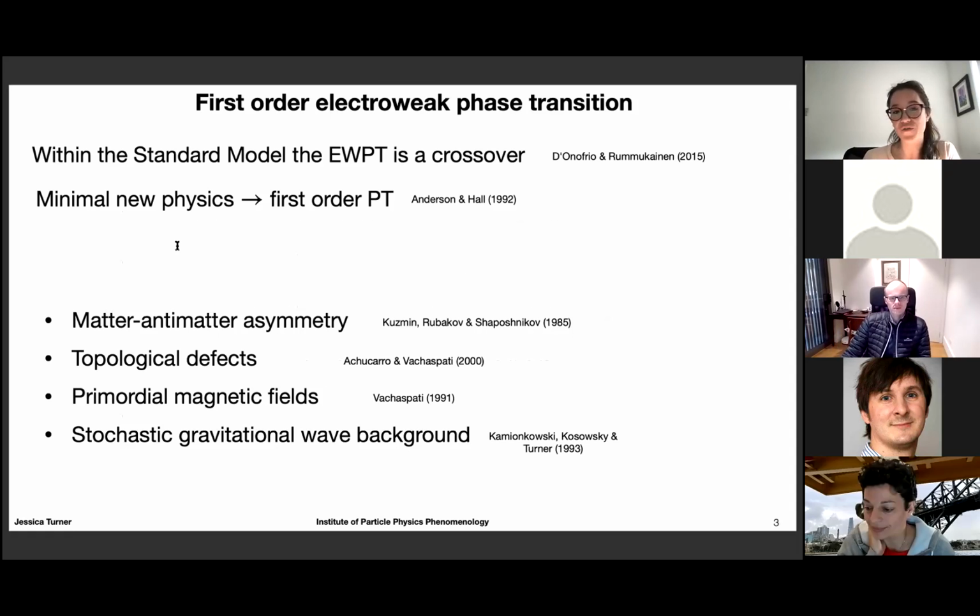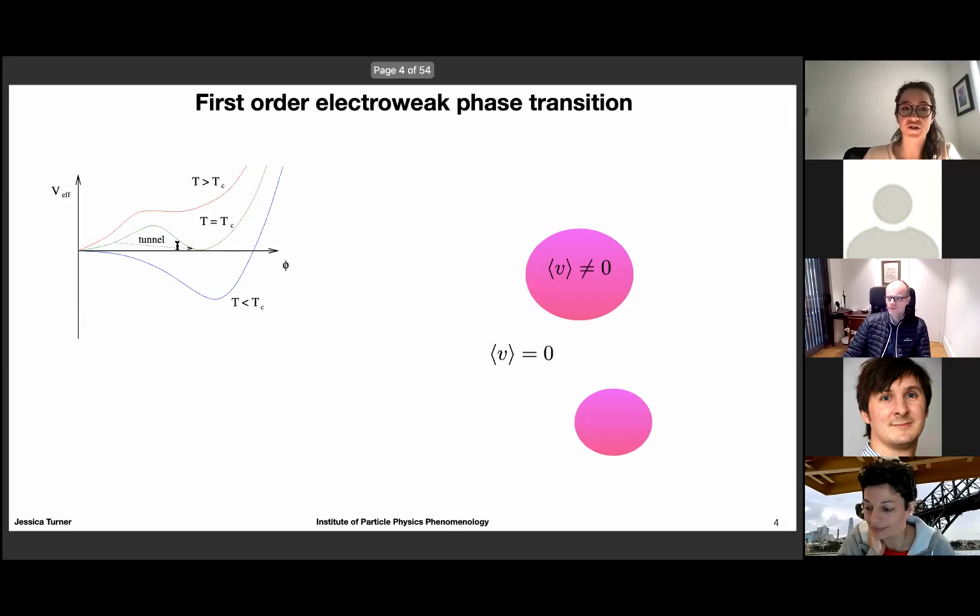Well, there's a lot of rich physics associated with having a first order electroweak phase transition. These include generation of the matter-antimatter asymmetry via electroweak baryogenesis, the creation of topological defects such as cosmic strings or primordial magnetic fields, and interestingly, also the creation of a stochastic gravitational wave background. So there's a lot of interesting cosmic relics we can possibly observe from this first order electroweak phase transition.